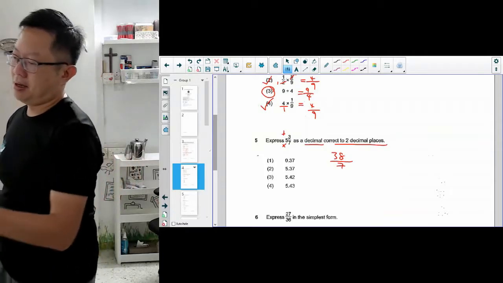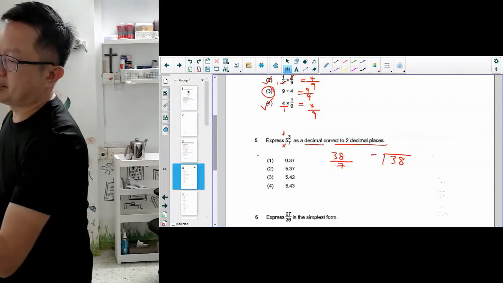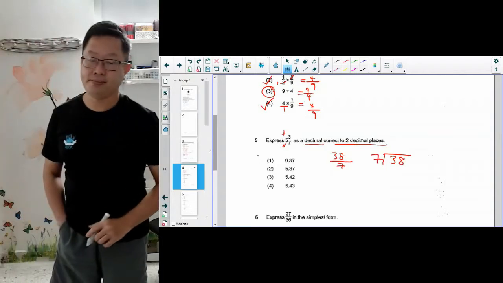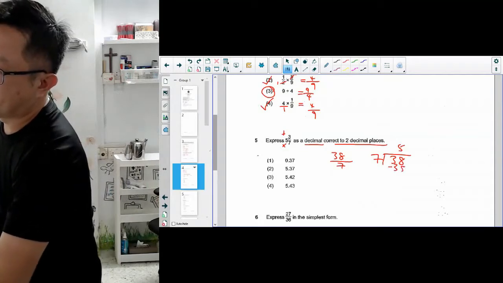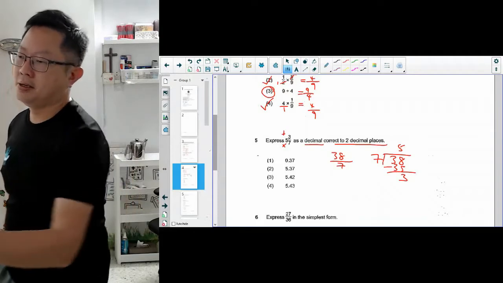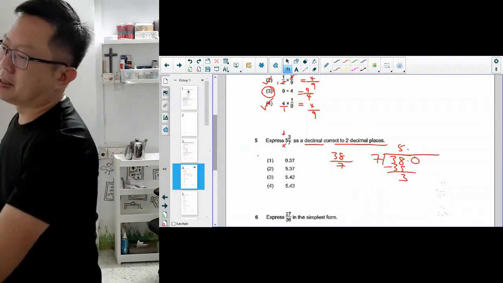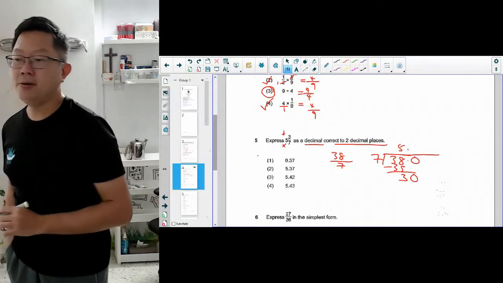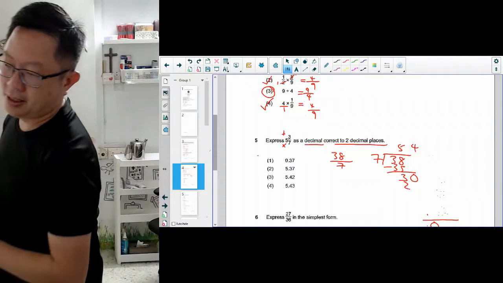And then after that, how to get your decimal? 38 over 7 is also 38 divided by 7. Okay, then you do your working. 5 times 7 is 35, you get remainder 3. Alright, but you want 2 decimal place, so you have to continue to divide. Change the whole number into a decimal. Bring up the decimal point, pull down the 0, and then you have 4 times 7 is 28.